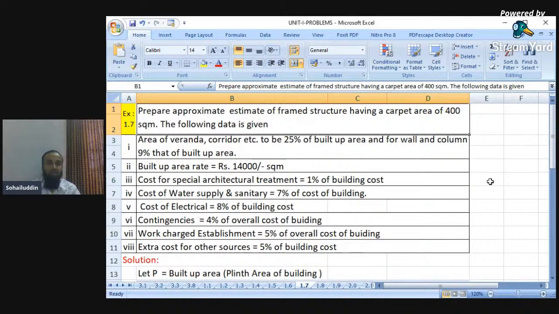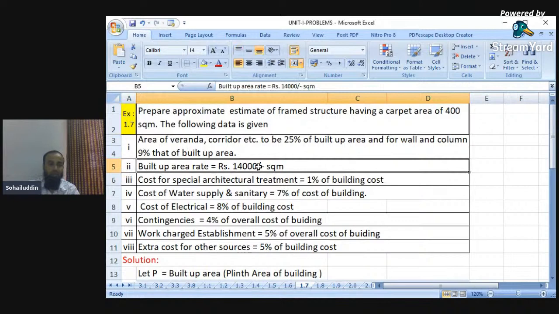Then what is the built-up area rate? The built-up area rate is given as 14,000 per square meter. Next is the cost of specific architectural treatment. Again, it is given as 1% of building cost. Cost of water supply and sanitary is given as 7% of the cost of building or building cost. It is one and the same. So it is given as 7% of the cost of building.